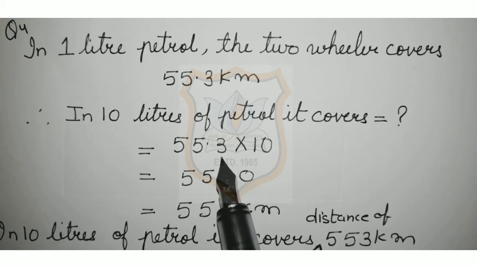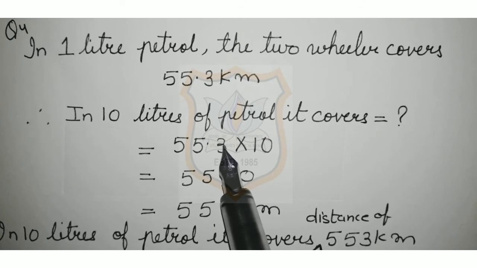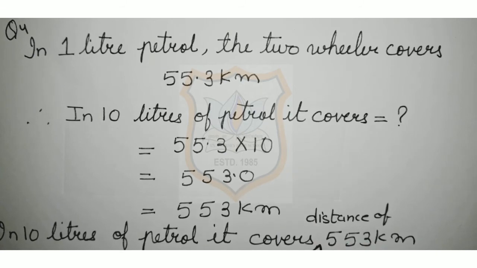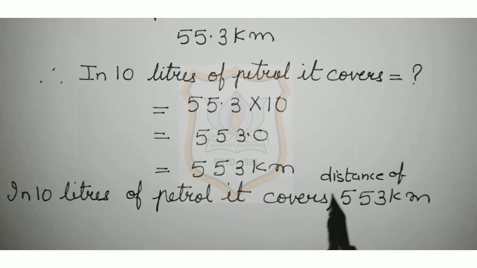5530. The decimal will come after 1 digit, because in 55.3 the decimal is after 1 digit. So in the answer it will come after 1 digit, that is over here. So that is equal to 553, that is 553 kilometers. So we can say that in 10 liters of petrol it covers a distance of 553 kilometers.